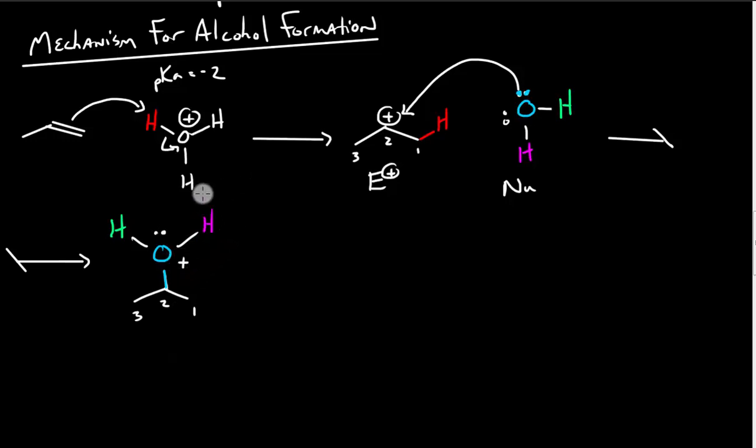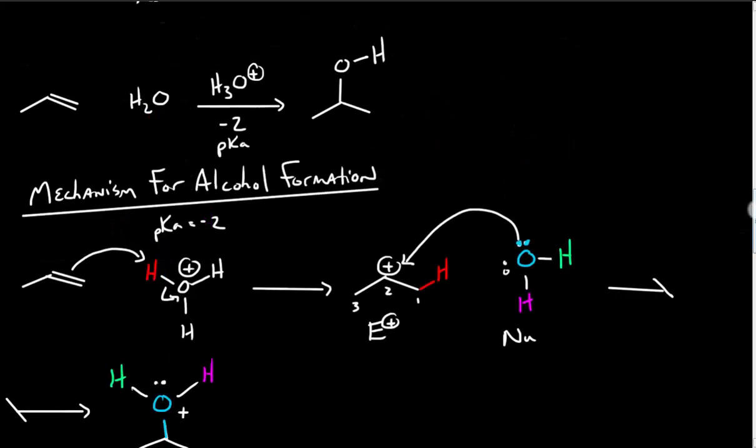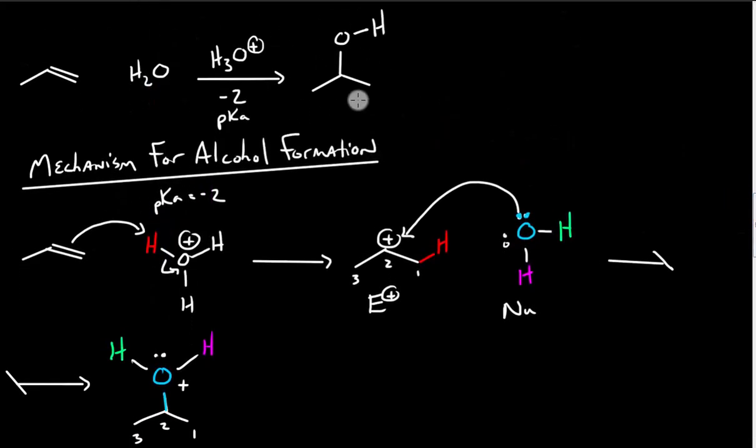So this mechanism is more complicated than what we've done before, because with the HBr reaction, it was just the two-step, three-arrow mechanism. So we're actually really, really close. If you compare and contrast this molecule up above to this molecule down low, we're like 99% of the way there. We just have to complete the mechanism.